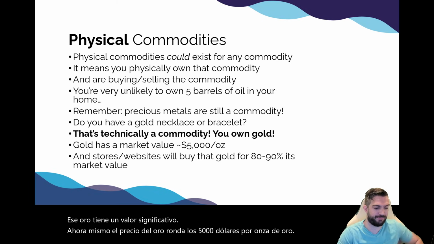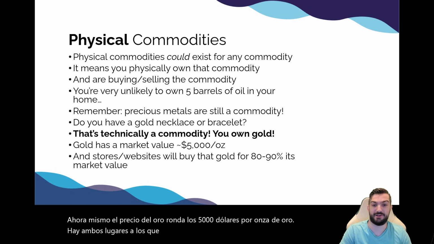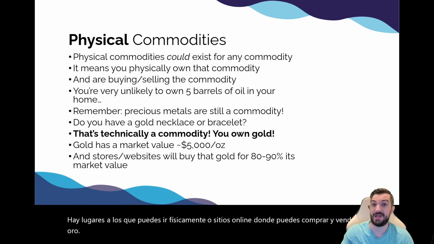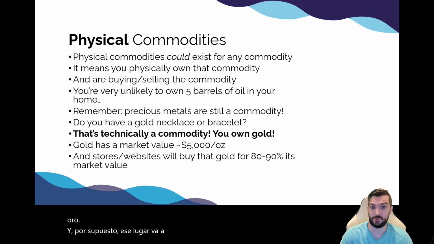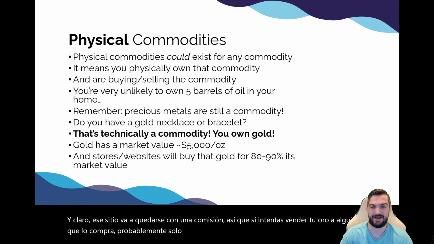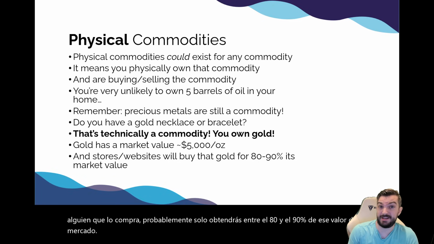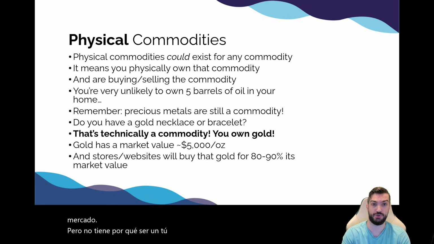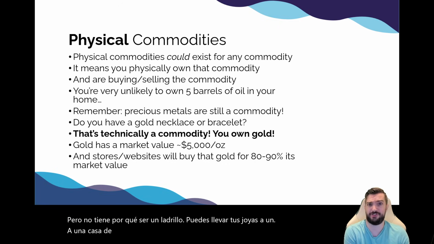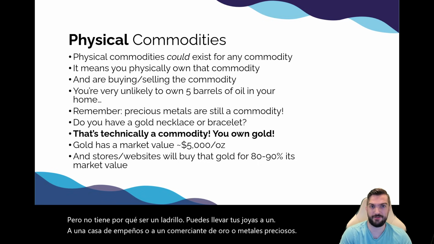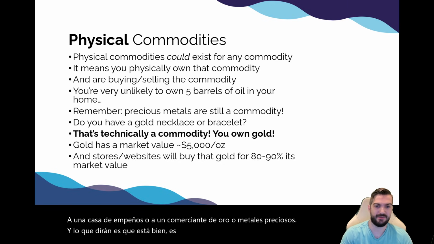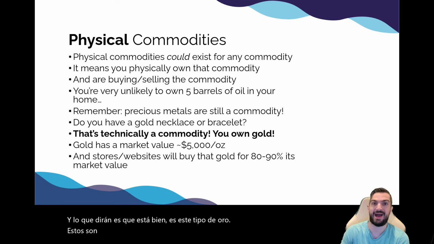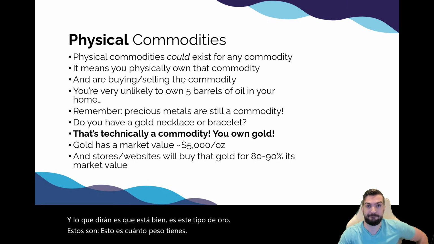There are places both that you can go to physically or places online where you can buy and sell gold. And of course, that place is going to take a cut. So if you are trying to sell your gold to someone buying it, you're probably only going to get 80 to 90% of that market value. But it doesn't need to be a brick. You can go take your jewelry to a pawn shop or to a gold or precious metals dealer. And what they'll say is, okay, it is this type of gold. This is how much weight you have in actual gold. Here's how much we'll pay for it.